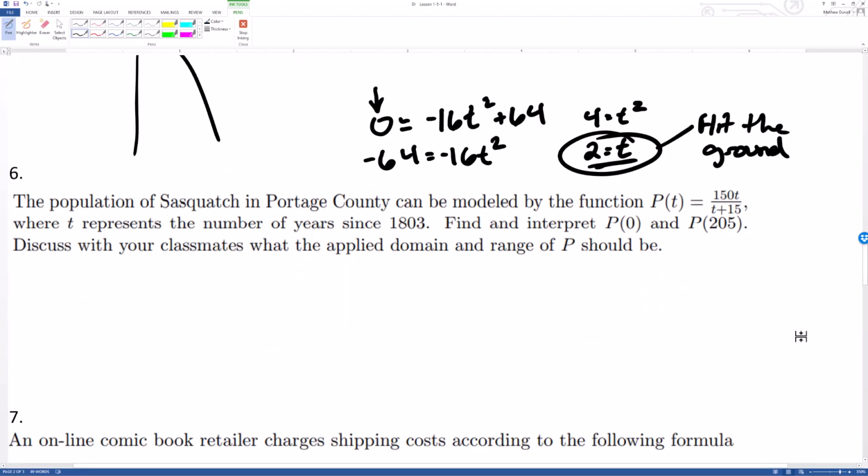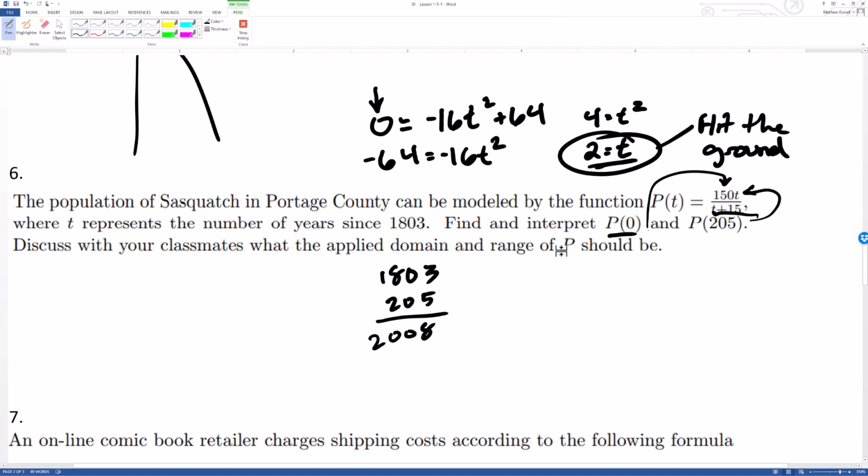Population of Sasquatch in Portage County can be modeled by this function, where t represents the number of years since 1803. Find and interpret p of 0. So that means you plug in 0 into your function. So that's the population at 1803. And then p of 205 means you plug in 205. But 1803 plus 205, right, that's going to be 2008. So that's the population of Sasquatch at 2008. But you still need to find what that population is going to be.